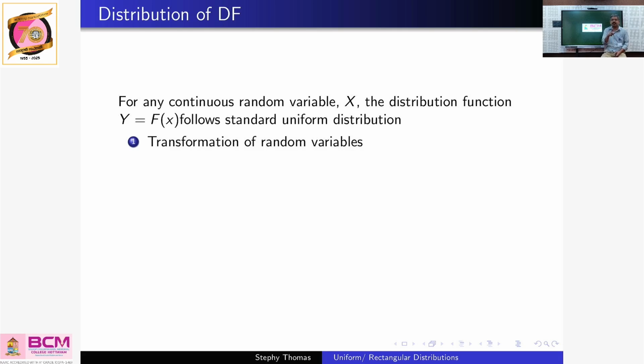Now we can see that we are applying a transformation of the random variable, Y equal to F of X. We are transforming the random variable X to Y.